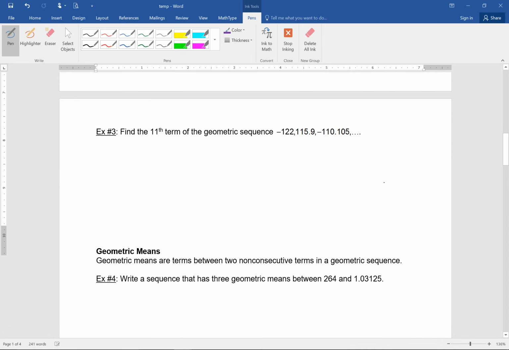All right, so let's just get the hang of this formula. We need to find the 11th term, meaning we need a11. All right, if we want a11, then how much is n? 11. And how much is a1? Negative 122. And how much is r? 115.9 over negative 122, which means it is negative 0.95.